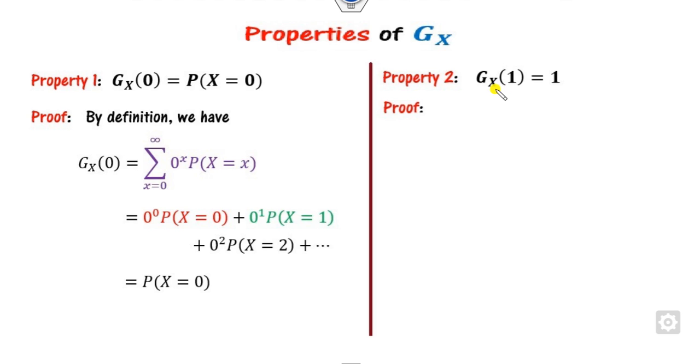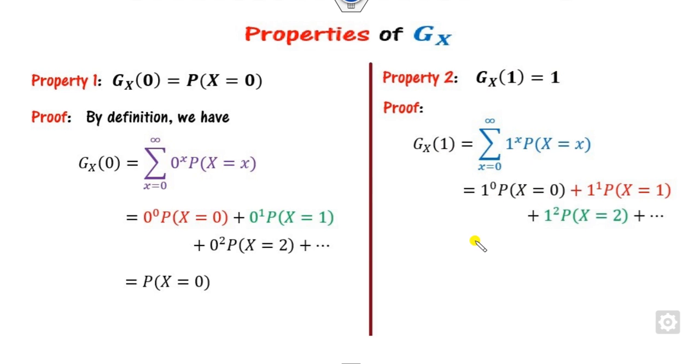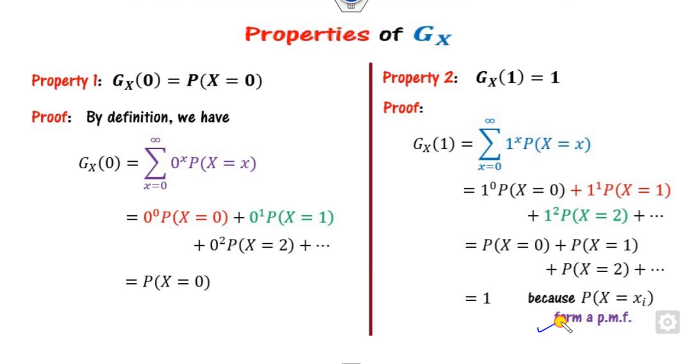Second major important property is that the generating function at the point 1 is always 1. So we can start from here. Now I can open this summation. As x is 0 here, anything power 0 is 1, so this is here, plus x is equal to 1, plus x is 2, and so on. What is that? This is nothing but my summation of the PMF. So what is the sum of the PMF? It is nothing but 1 because it's from a PMF.